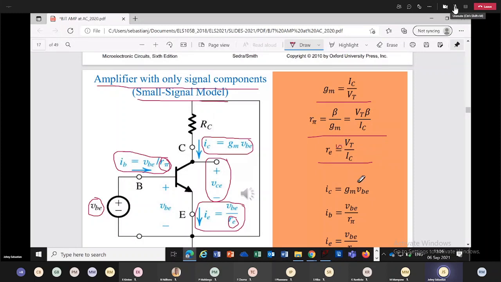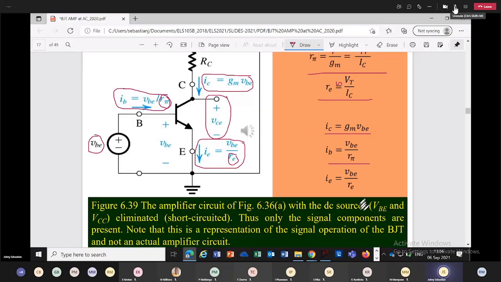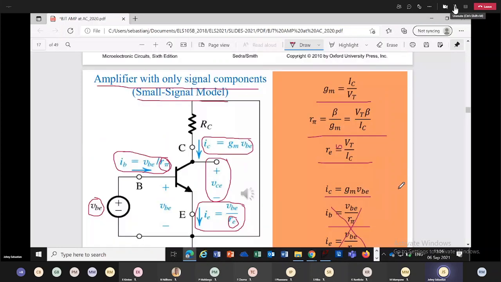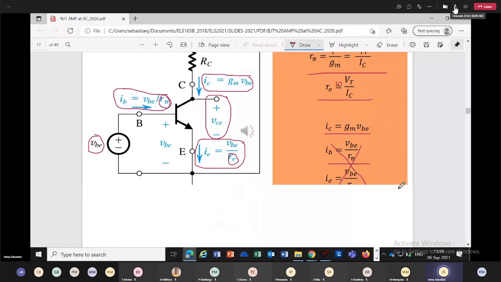Why? Because I used IC. Small signal collector current, GM VBE. Small signal base current, VBE over R pi. And small signal emitter current is VBE over RE. Very rarely we are going to use these two, and all other things we are going to use almost regularly.